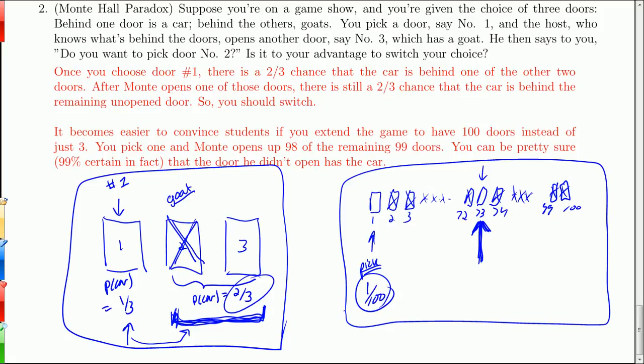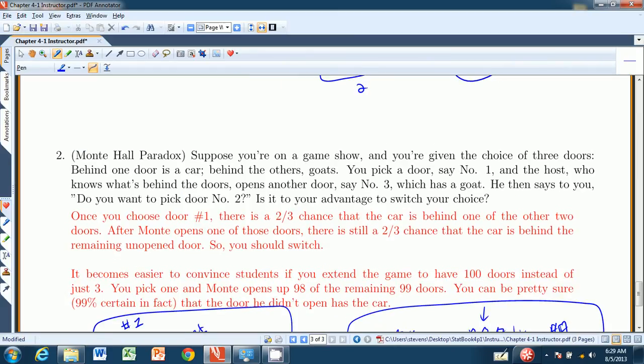Alright, so that's the introduction along with a couple of paradoxes that I just find amusing. And we will catch up with you in chapter 4.1. Alright.